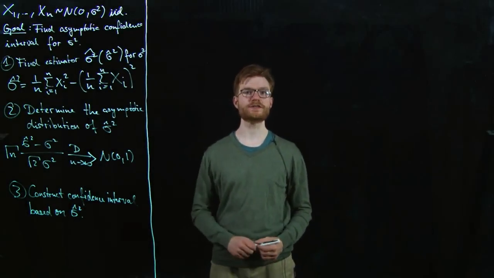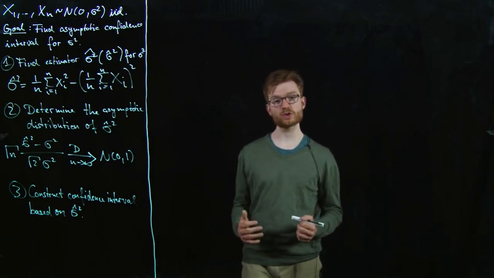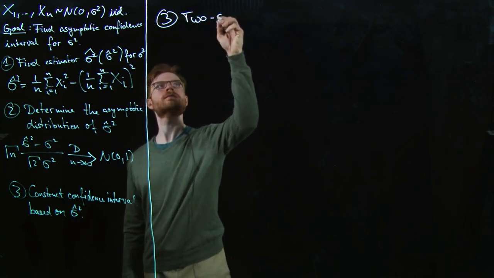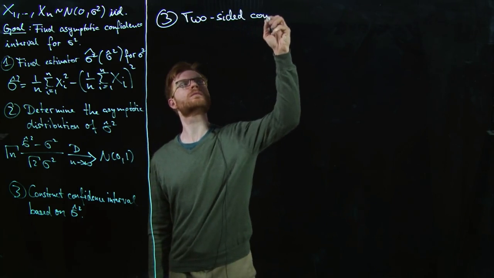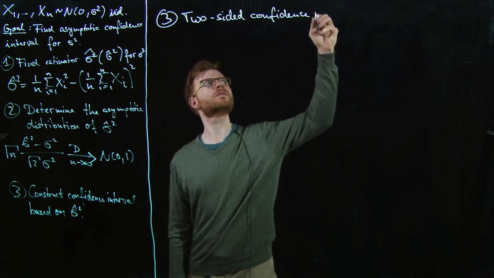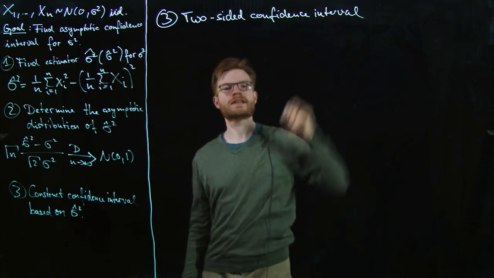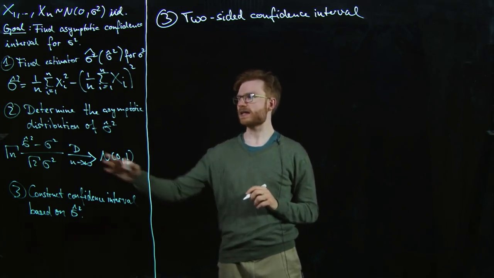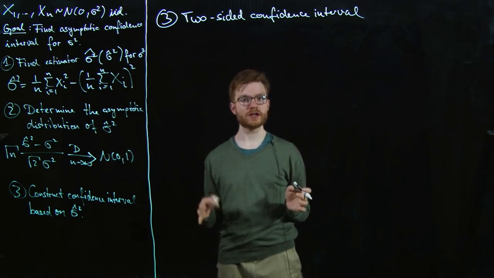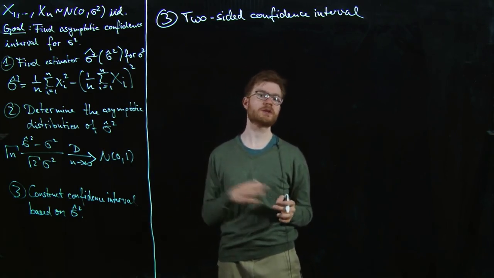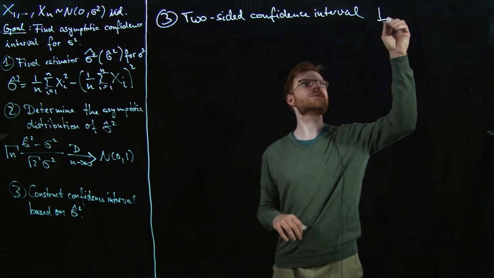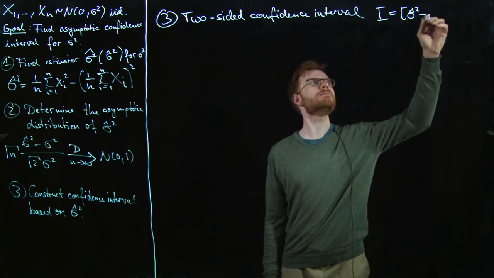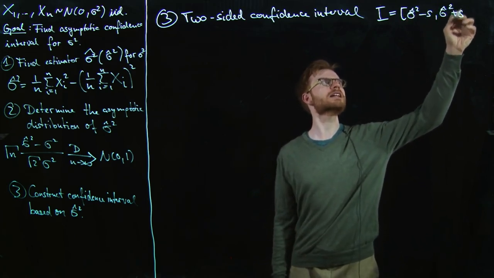All right, now let's compute that confidence interval we're looking for. This is going to be a two-sided confidence interval. That means I want to have estimates on both sides. I want to be able to say sigma squared is probably not much smaller than some quantity and probably not much larger than another quantity. In other words, let me just start by looking for a confidence interval that is of the form sigma hat squared minus s up to sigma hat squared plus s.